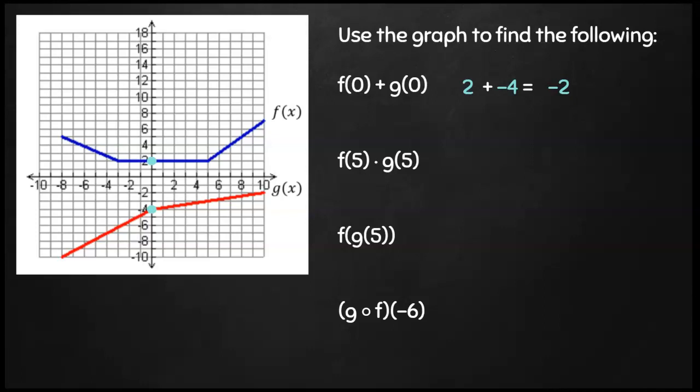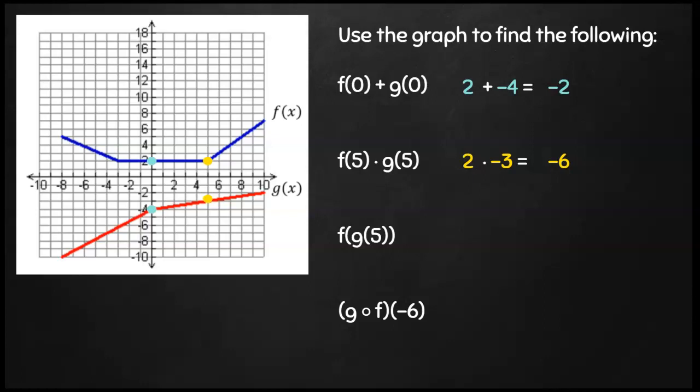The next example, I have an x value of 5 for both of the functions. I'm going to look where 5 is, and I'm going to go to f of 5, which is 2, and then g of 5, which is negative 3. I'm going to multiply those two together, which gets me a final answer of negative 6.